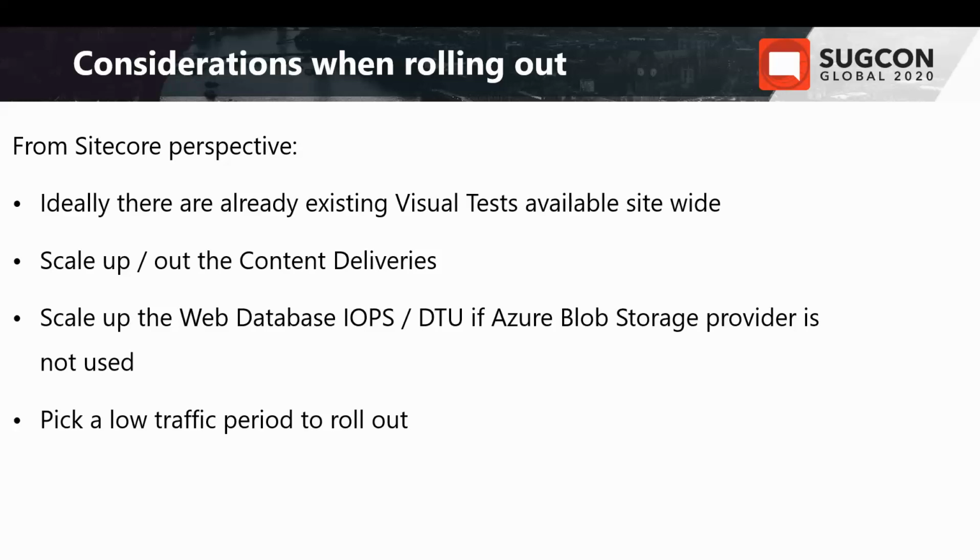You may want to scale up or scale out your content deliveries as well. As I said, the pristine image path takes longer to cache, and they serve really, really large images. So you might want to scale out your content deliveries, and you might want to scale up your web database with IOPS and DTUs as well. Pick a low traffic period to roll out, like I said before.